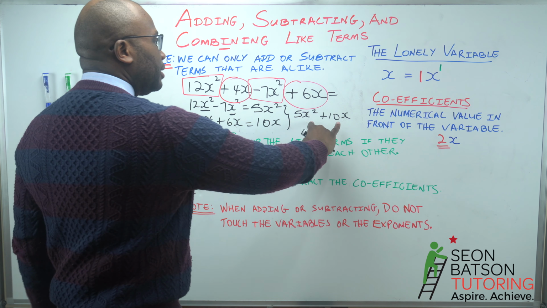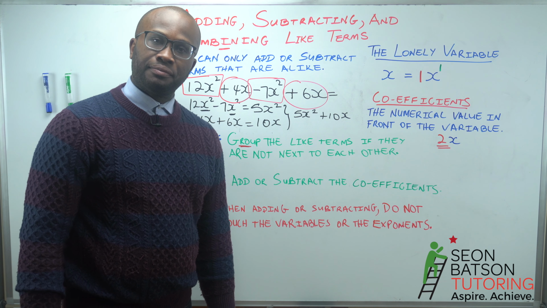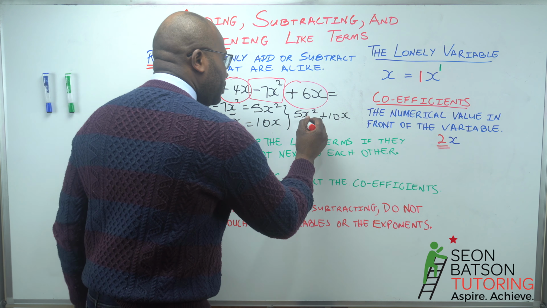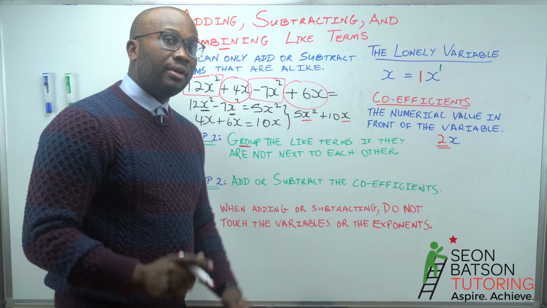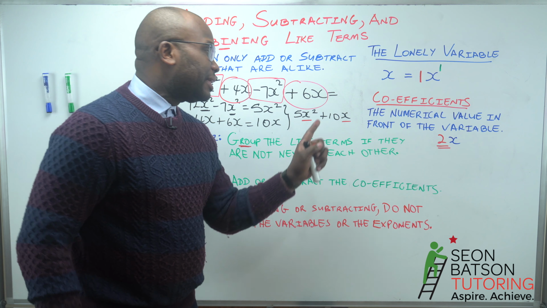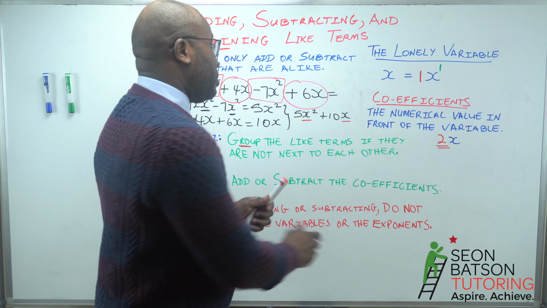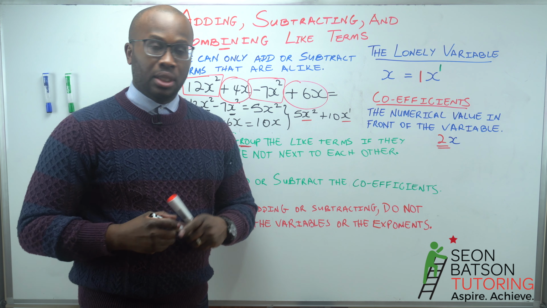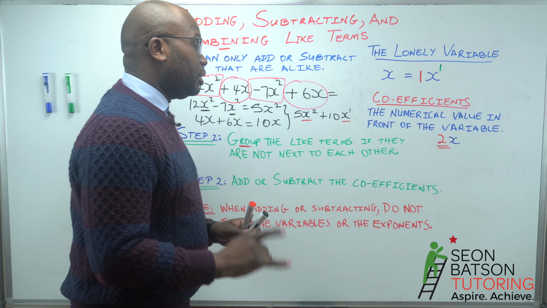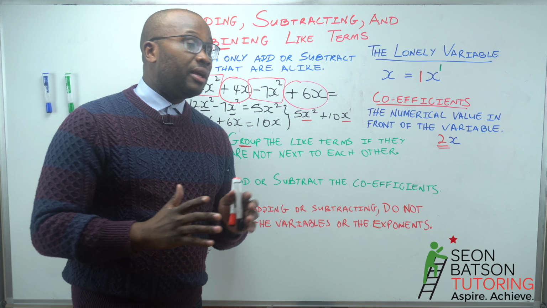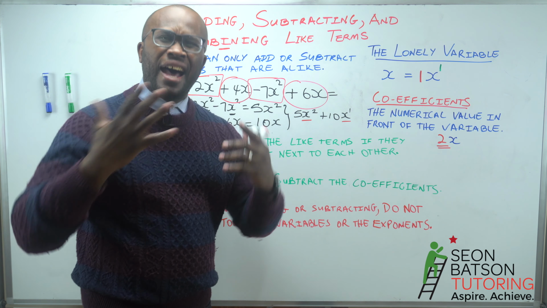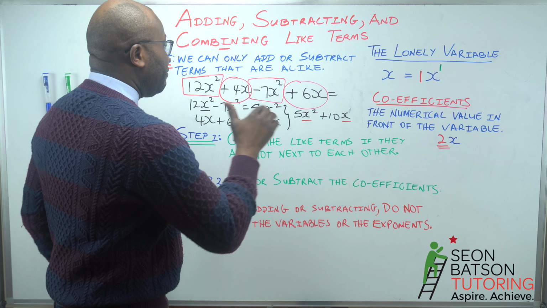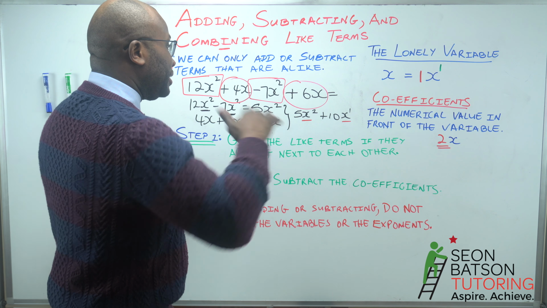Now, why aren't these two alike? If you remember, they're not alike because even though they have the same variable, the exponents are different. The exponent here is 2, and if you remember, the exponent there would be 1. So the exponents are different. So terms are only alike if the variables are the same and the exponents are the same as well. All right, so the answer will be 5x squared plus 10x.